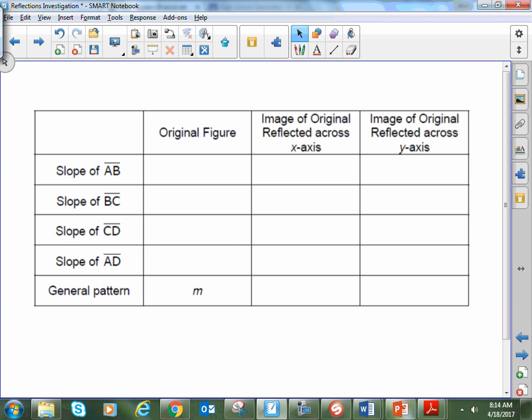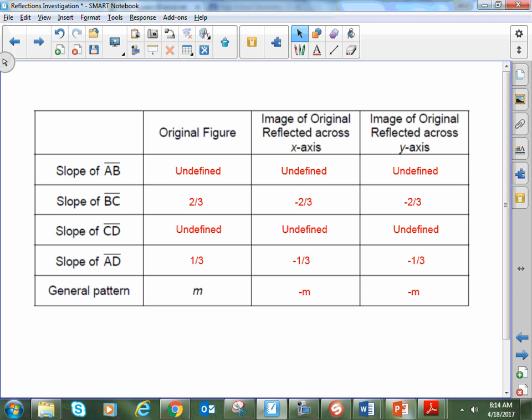Now we're looking at the slope of the figures. Okay, well, the slope of the figures originally, oh no.